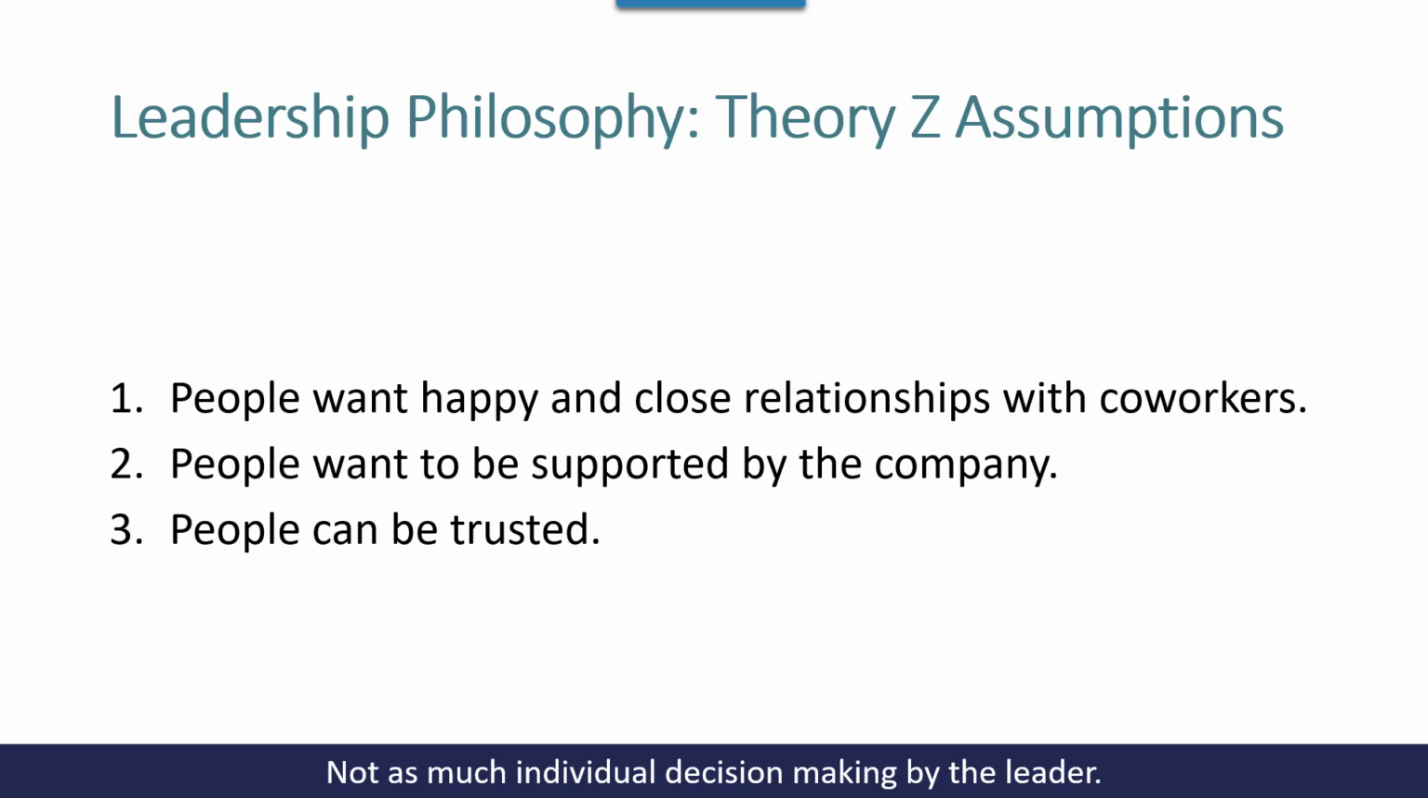One, people want to be happy and have close relationships with coworkers. People desire affiliation. Two, people want to be supported by the company. People want work-life balance and value a company that understands that. This could be through vacation or leave policies, a strong company culture, long-term development, and consensus in decision-making. Three, people can be trusted. Given the right management support, workers can be trusted to do their jobs and support others.